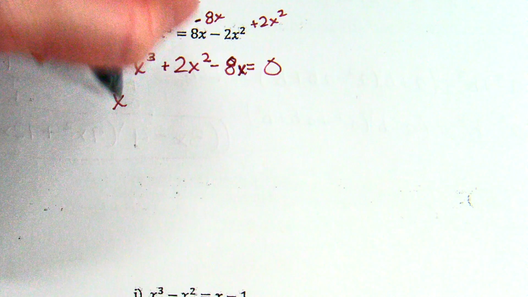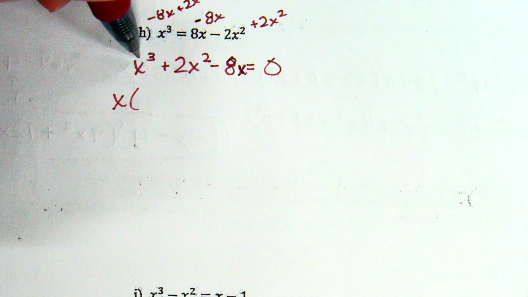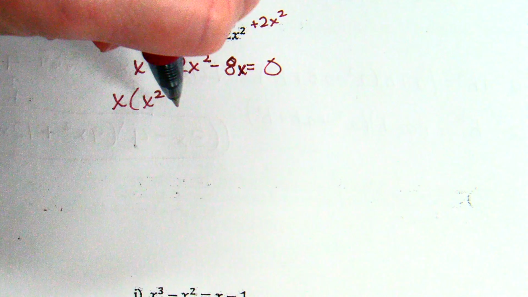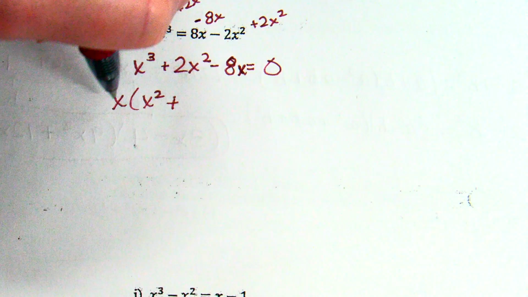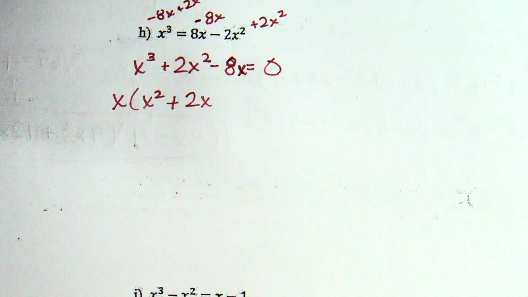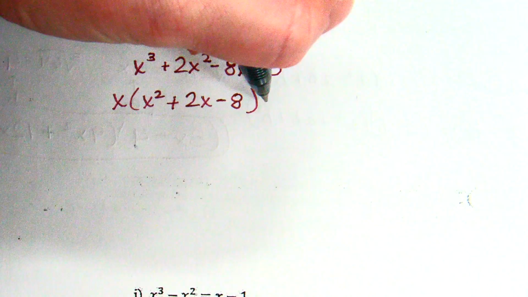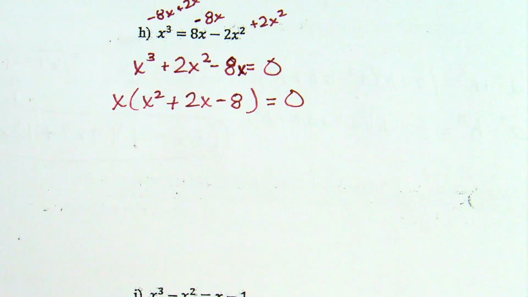So I'm going to put my x out front. x cubed divided by x is x squared. 2x squared divided by x is 2x. Minus 8x divided by x is minus 8. In my parentheses, still equals 0. Okay, so I GCF'd it. In those parentheses, think about the different factoring techniques we commonly use. Can those insides factor?